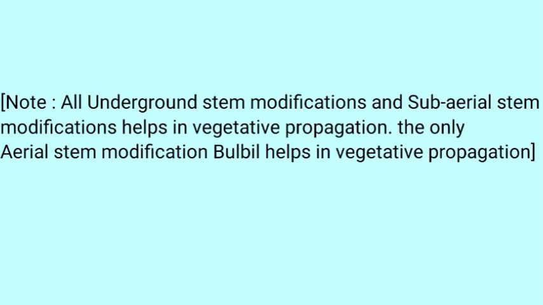An important thing we have to remember regarding stem modifications is that all underground stem modifications like rhizome, corm, stem tuber and bulb, and all subaerial stem modifications like runners, offsets, suckers and stolons help in vegetative propagation or vegetative reproduction. But in aerial stem modifications, only bulbils help in vegetative propagation.